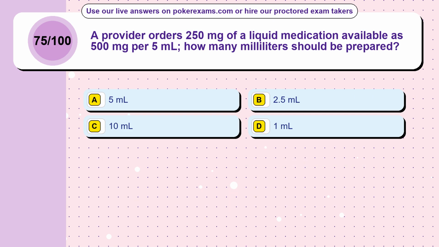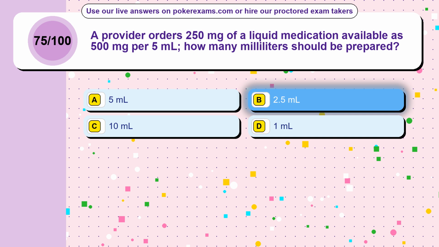Question 75. A provider orders 250 mg of a liquid medication available as 500 mg per 5 ml. How many milliliters should be prepared? Option A, 5 ml. Option B, 2.5 ml. Option C, 10 ml. Option D, 1 ml.